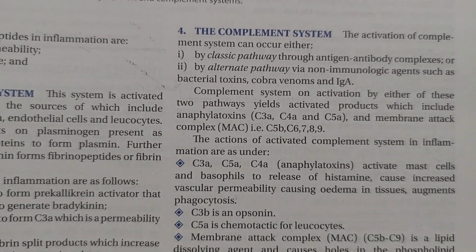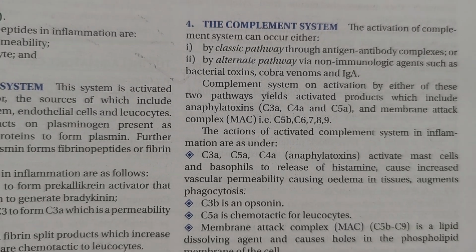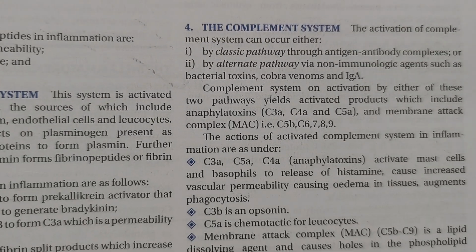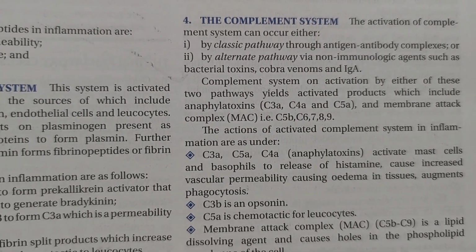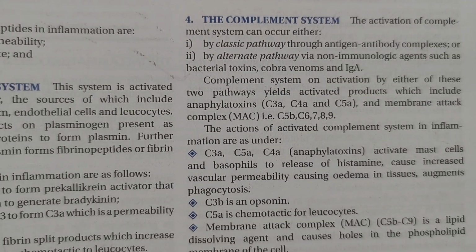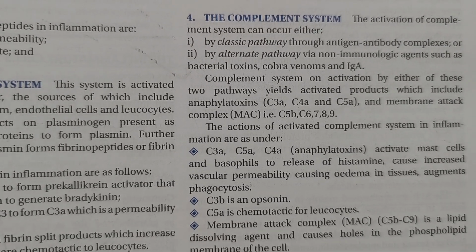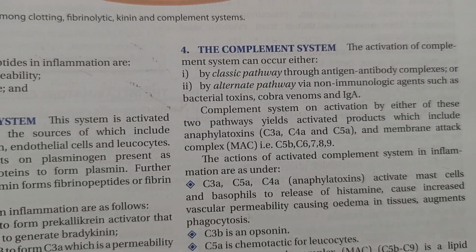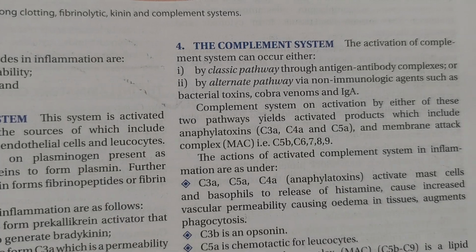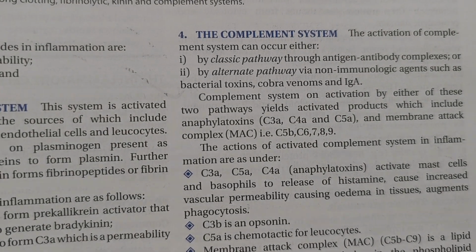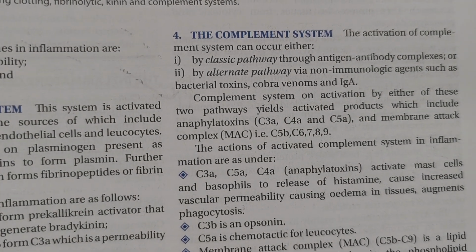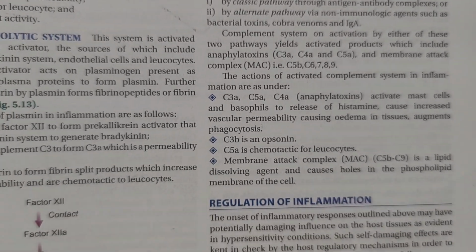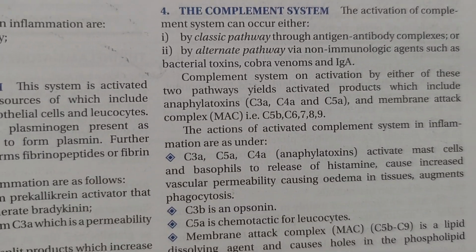Fourth is the complement system. The activation of the complement system can occur either by the classical pathway through antigen-antibody complexes or by the alternate pathway via non-immunological agents such as bacterial toxins, cobra venom and IgA. So basically complement system activation can occur either by antigen-antibody reactions or by non-immunogenic agents like bacterial toxins, cobra venom or IgA.